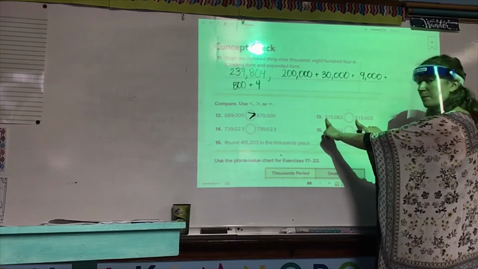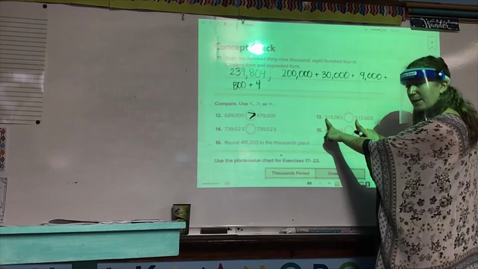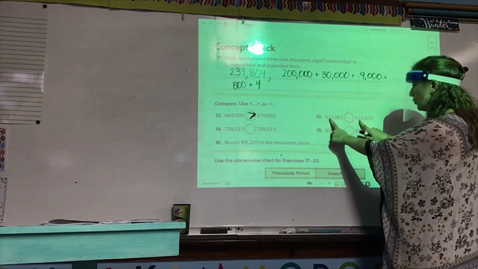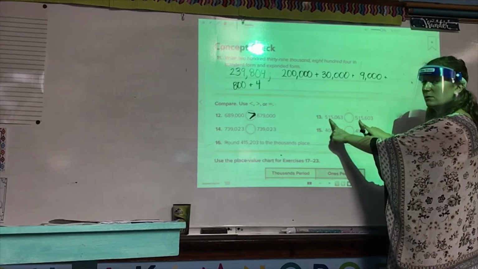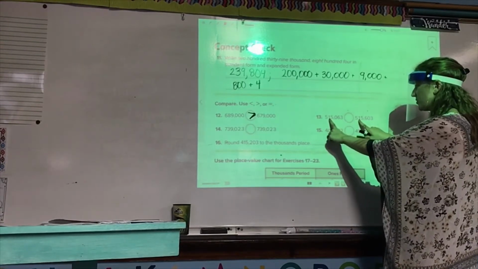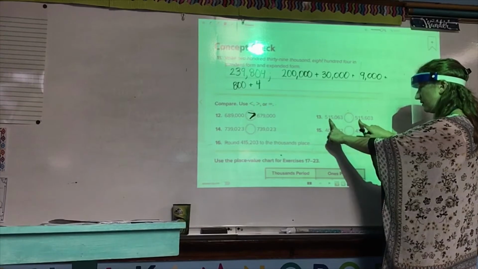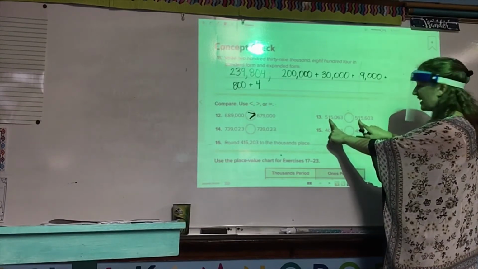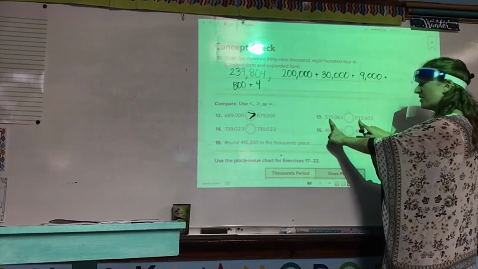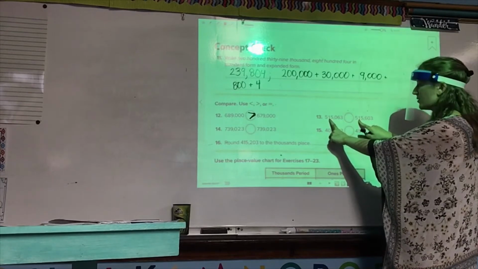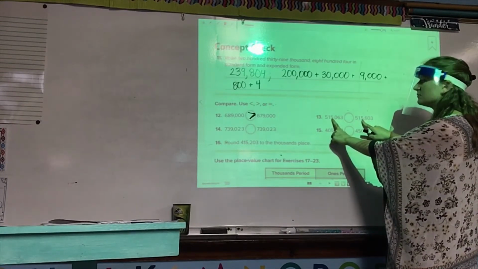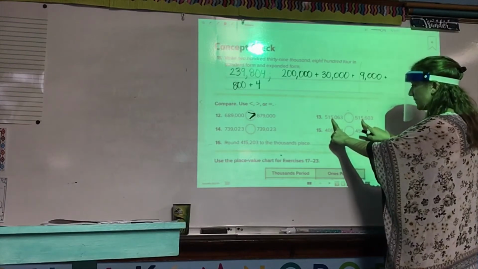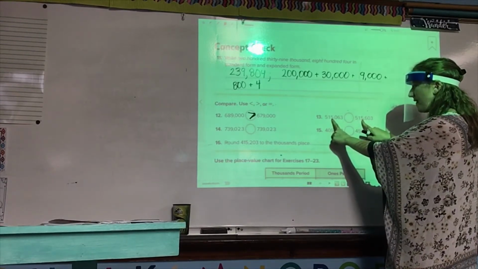5. Can I compare two numbers that are the same? No. So I have to move one place over to the 10,000s. Good. What digits do I have in the 10,000s? 1. Can I compare two numbers that are the same? No. So I have to move one place over to the thousands place.